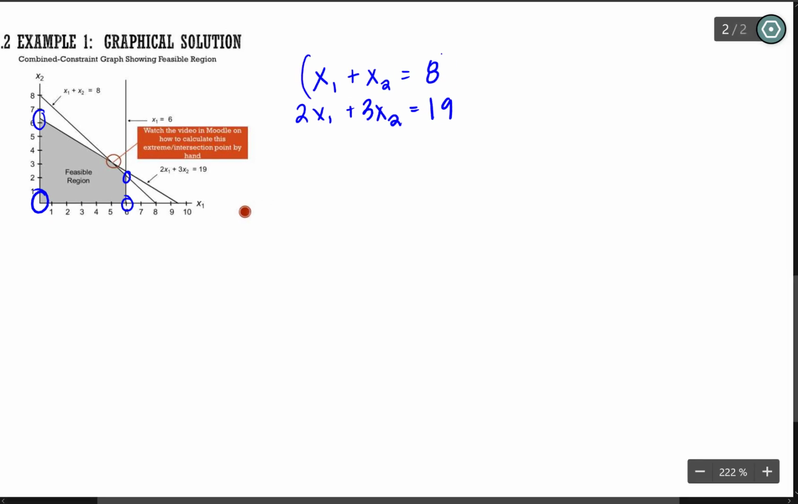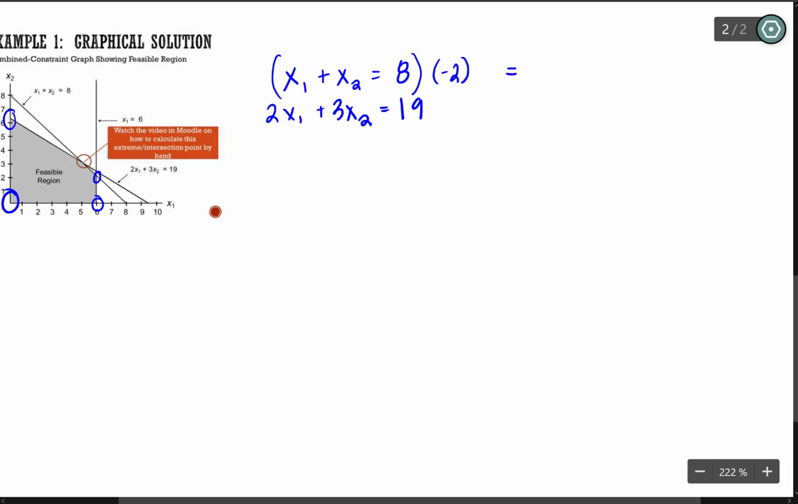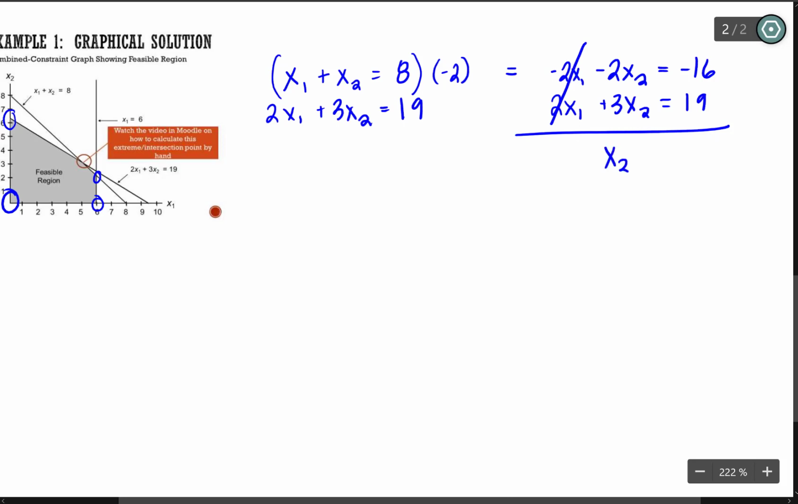I'm going to use elimination, but before I can do that, I need to multiply the first equation by -2. That results in -2x1 minus 2x2 equals -16. Our second equation is 2x1 plus 3x2 equals 19. Now if we add these two equations together, our x1's cancel, then we have -2x2 plus 3x2 leaves us with positive 1x2 equals a positive 3. -16 plus 19 is positive 3.